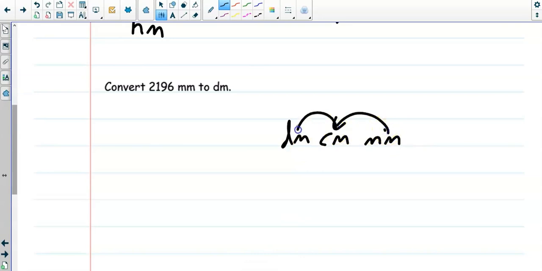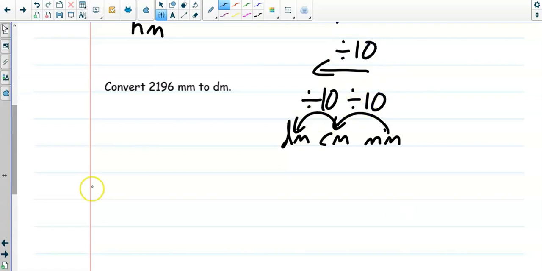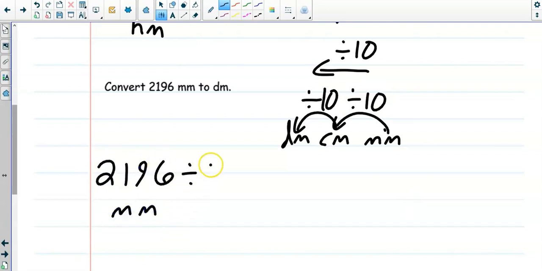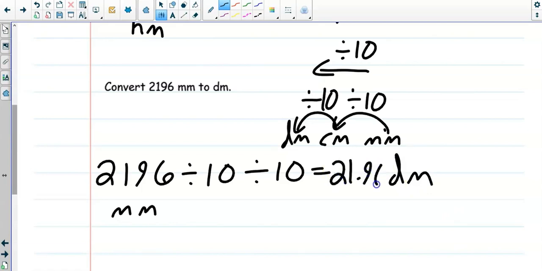So how many jumps is that? That's 2. And whenever you move to the left, you divide by 10. So we're going to divide by 10 twice. So we're going to take 2,196, which are millimeters, and we're going to divide it by 10, and then divide it by 10. And that will tell us how many decimeters we have. So 2,196 divided by 10 is 219.6, and dividing again gives 21.96. 21.96 decimeters.